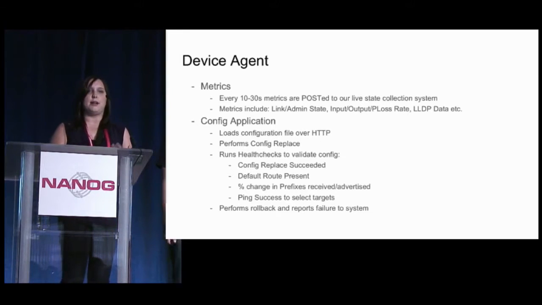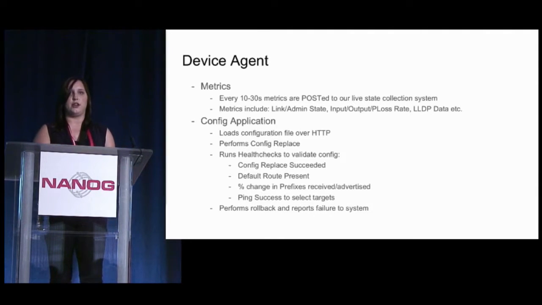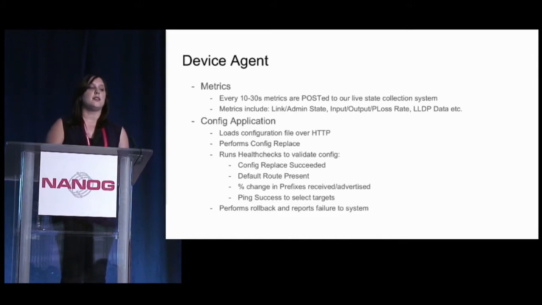As I mentioned, we use these device agents to push these metrics to the live state system. The way the agent works is it actually has two functions. It has the metric gathering, and it also has a config application system. The metric system posts to our live state collection system every 10 to 30 seconds, and it posts things like link and admin state, LLDP neighbors, input-output rate, and some other data as well. And then we also have the config application portion.